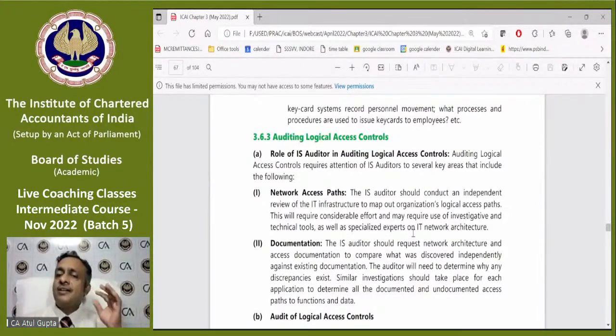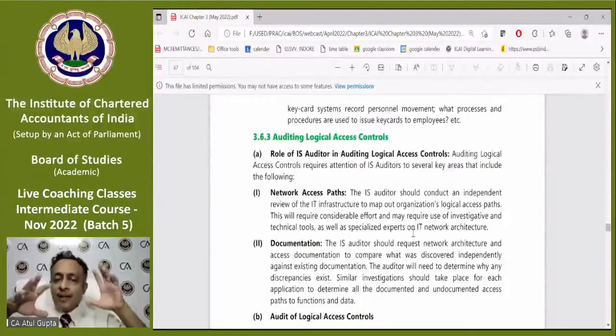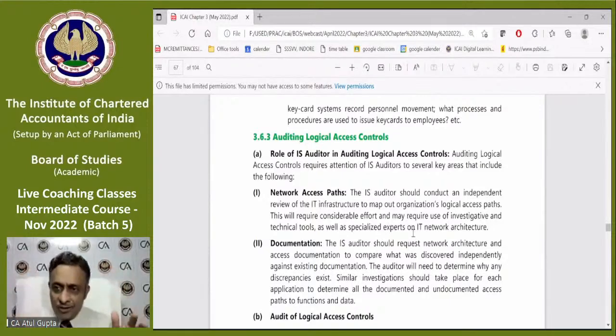Now please understand it, this topic itself can be talked about say 8 hours non-stop for next 7 days. That is the intensity of this one word, network access path. I just want to give it by way of a hint to you.